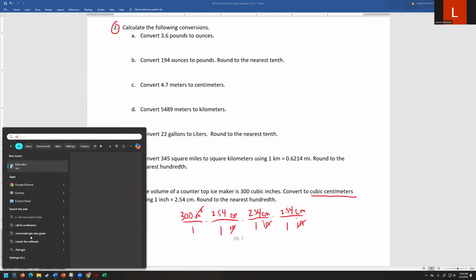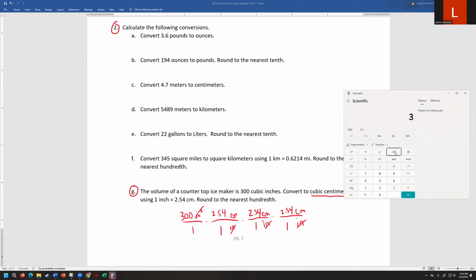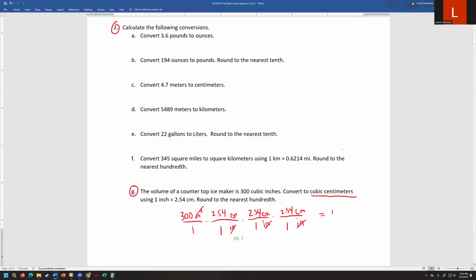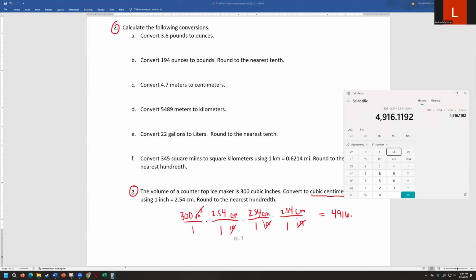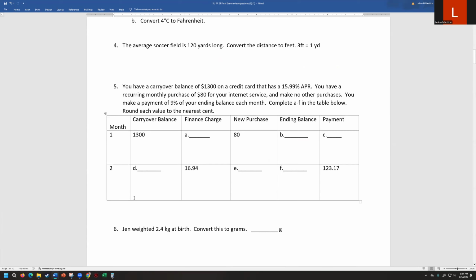Let me get my calculator. All the numbers are on top over 1. So this is going to be 300 times 2.54 times 2.54 times 2.54. And we're rounding to the nearest hundredth. So that's, remember, 2 decimal places. So 4916.1, and that 9 will bump that up to a 2. So this is going to equal 4916.12, and this would be centimeters cubed. But remember, you won't put the unit usually in Newton, you'll just type in the number. Okay. So that's 2G. Let's move on to the next one.